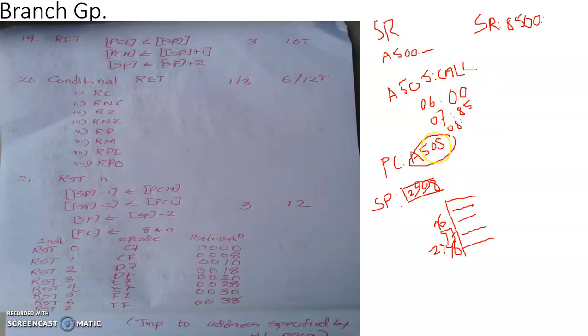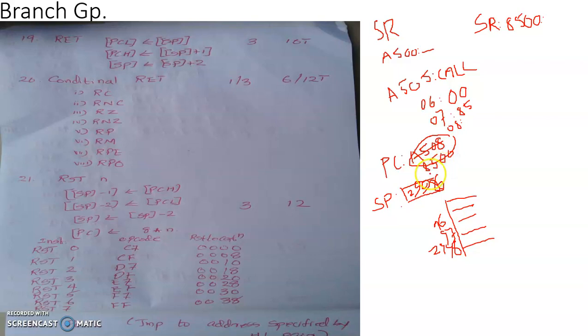As a consequence of this, 08 will be saved to 2996 and A5 will be saved to 2997. And further, the stack pointer will be decremented by 2 so that it now represents the new stack top, which happens to be 2996. So the stack pointer is modified as 2996. Now this address 8500 will be loaded to the program counter.